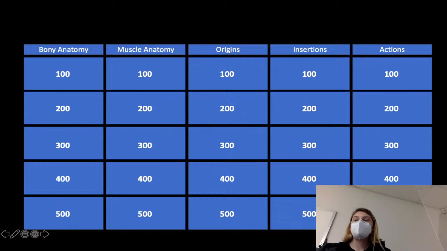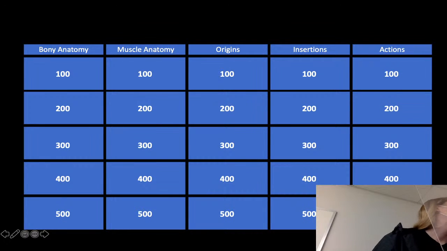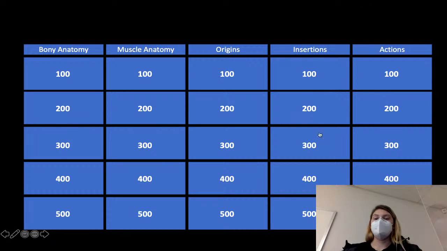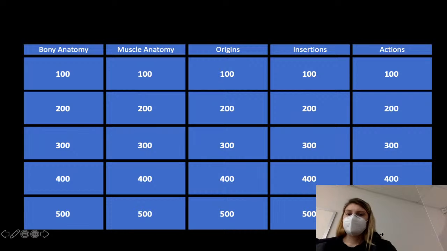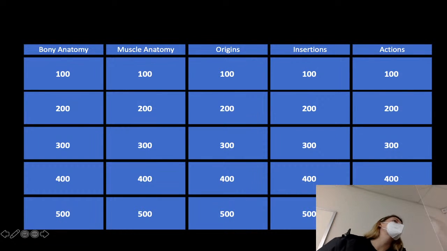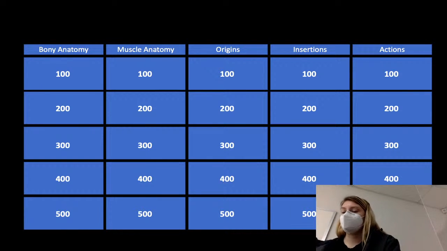Okay. What would you like? You have 1 through 3 in actions, 2 through 5 insertions, 4, 5 origins. Insertions for 300. Fibular head. Yeah. Biceps femoris. Nice and quick. Was that insertions for 3, right? Okay. 300.